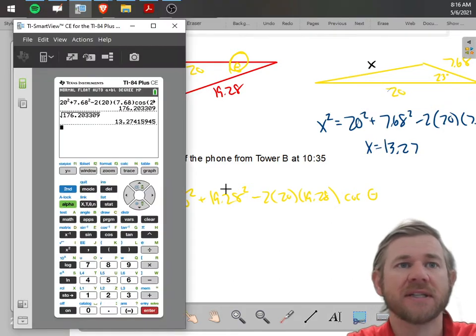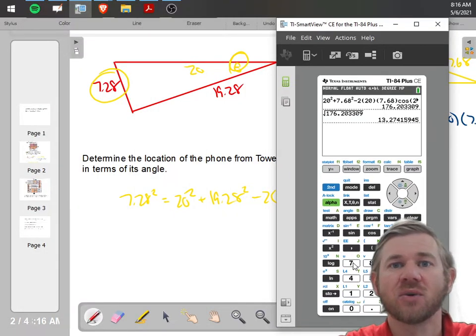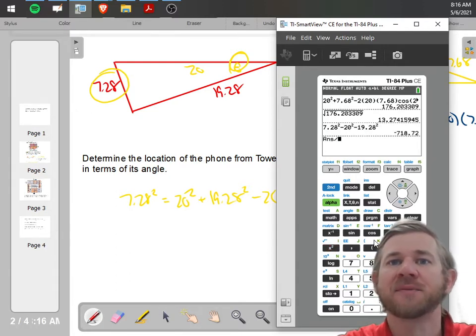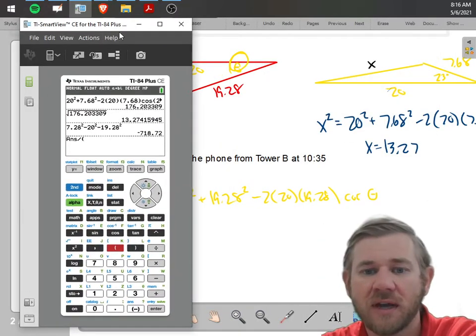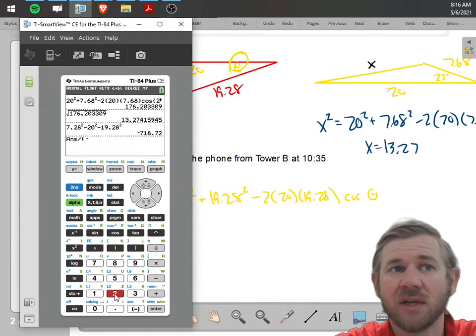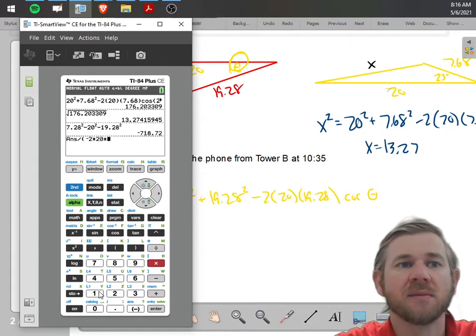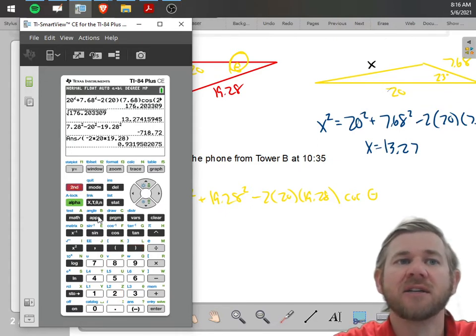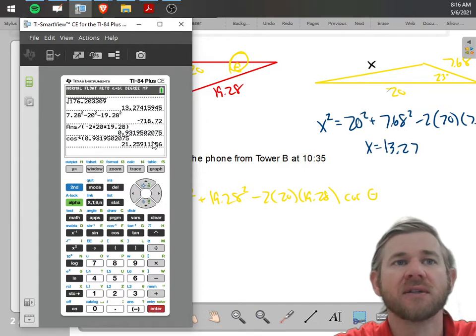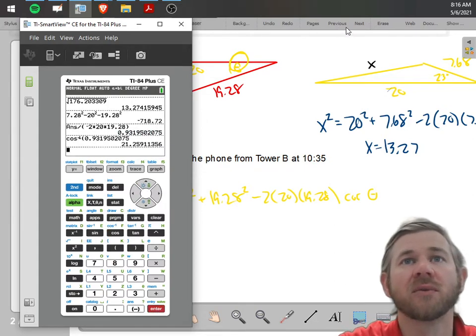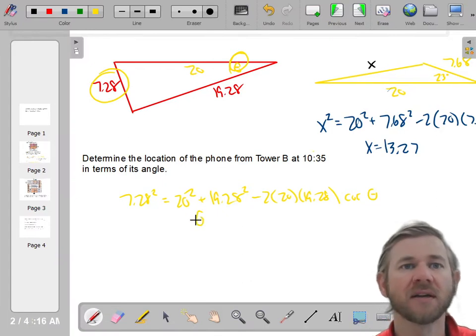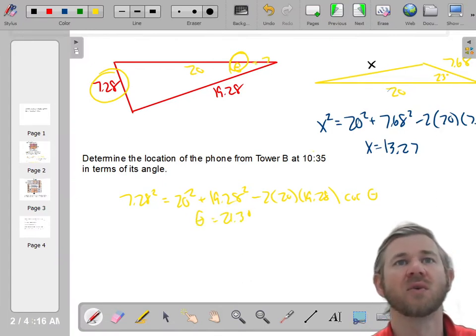Type it in. Now remember, when you type this in, it's kind of tricky. You need to first subtract your squared terms, so 7.28 squared, and then minus 20 squared, and minus 19.28 squared. And then you need to divide by this product, which is the negative 2 times the 20, all that. But you need to put in parentheses, otherwise it won't work. Negative 2 times 20 times 19.28. And remember, this is the cosine of theta. If you want to find theta, you need to do inverse cosine. And inverse cosine will tell you it's 21.3 degrees. Theta is 21.3 degrees.